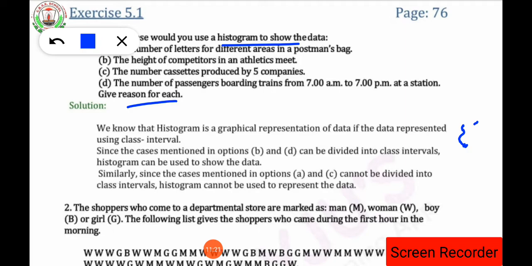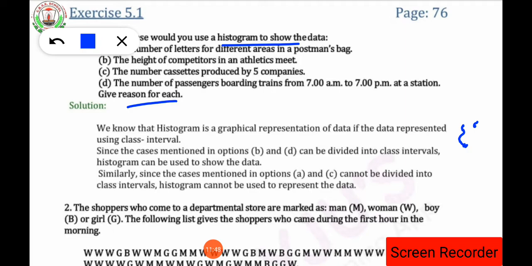So we know that a histogram is a graphical representation of data if the data is presented using class intervals. This is the answer, the definition of histogram. What do you mean by histogram? A histogram is a graphical representation of data if the data are represented using class intervals.